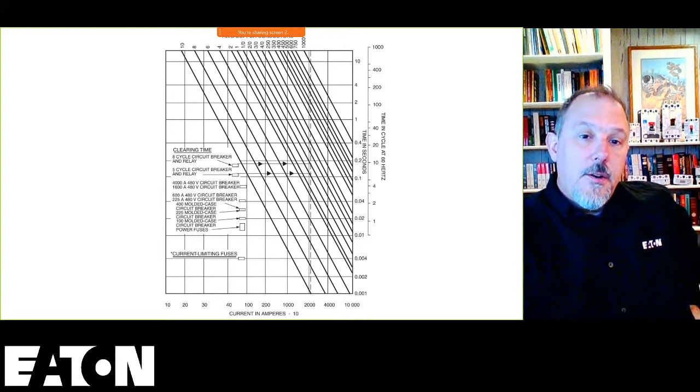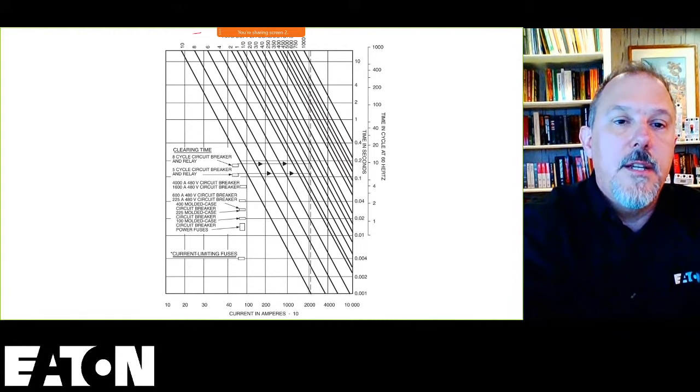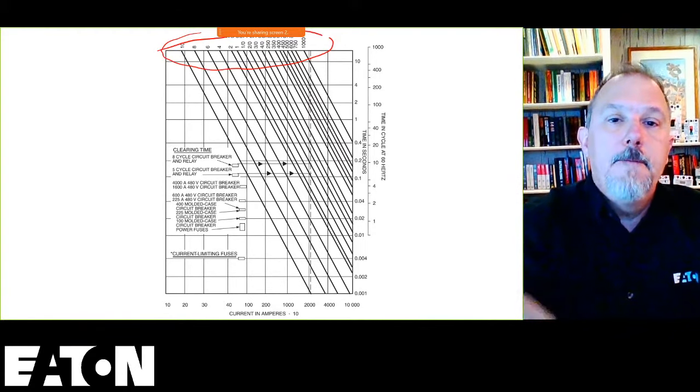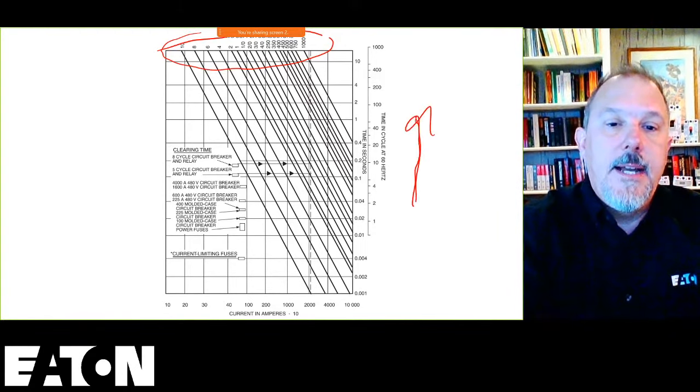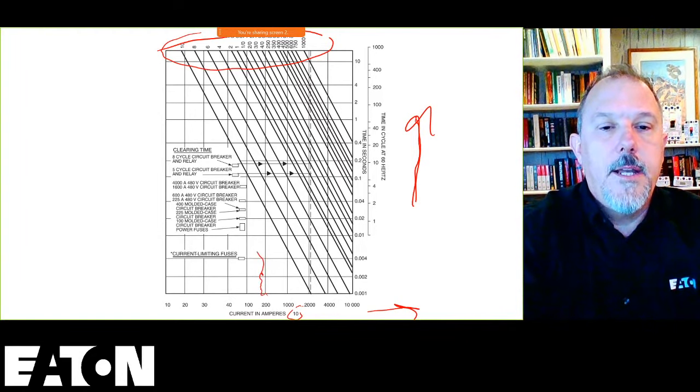For any current in any one of these conductors, you have the size of conductors across the top. We have time up the side and current across the bottom. So for any one of these conductors, if I look at a number 10 and put in current, these are current times 10, so 20,000, or 2,000 amps, I go up.